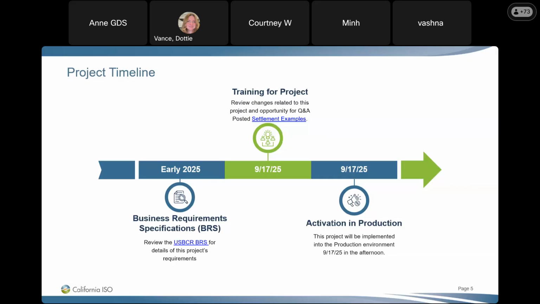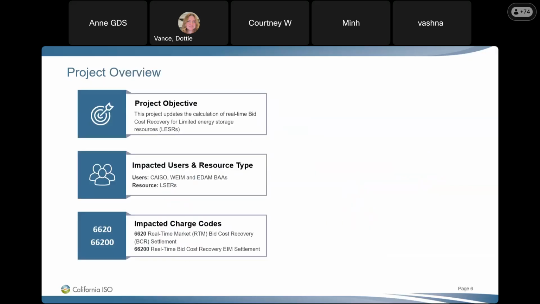So now that we've gone over the project timeline, we kind of know where we're going. Let's look at that project overview. Now, this slide here is really just to encompass an overview for you. We wanted it to be user-friendly, so it has that objective, so why we're here today. It's going to be updating that calculation of real-time bid cost recovery for limited energy storage resources. And then that ties into who's impacted by this, who should be attending this training or reviewing this training later on. And that's going to be the LSERs, that resource type, and the users are the CAISO, WEIM, and EDAM BAAs.